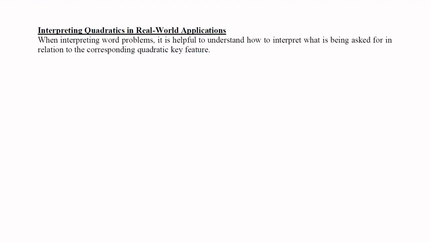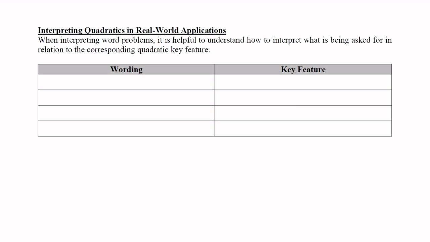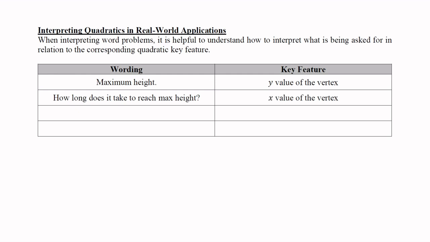When interpreting word problems, it is helpful to understand how to interpret what is being asked for in relation to the corresponding quadratic key feature. So when the wording says something like maximum height, you're going to be thinking about the top of your parabola, so you'll be thinking of the y value of the vertex. When you hear how long does it take to reach the maximum height, your time is going to be along your x-axis, so that would be the x value of your vertex.